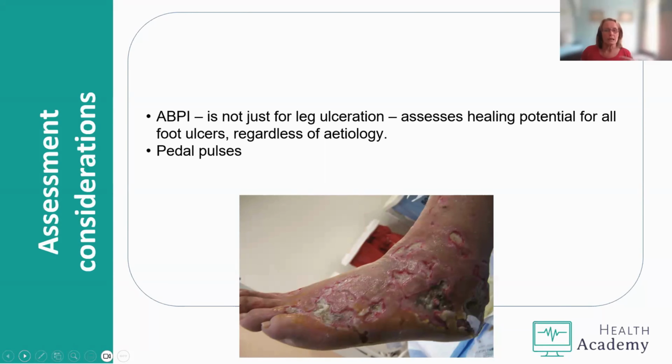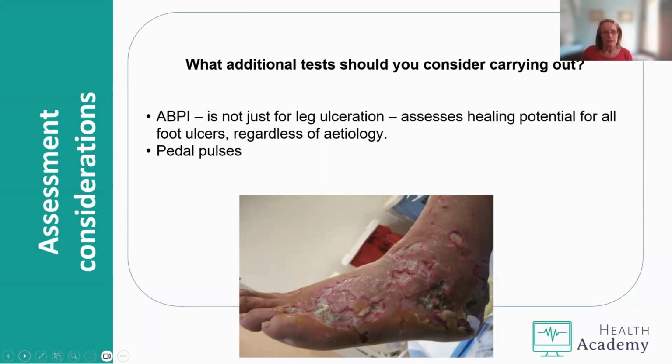So do think about those elements. I know time is a factor, and I know it's really difficult to do an ABPI even when you're just trying to get somebody into compression, but think about the benefits of knowing the blood supply, and the potential effect that has on the patient's outcome.